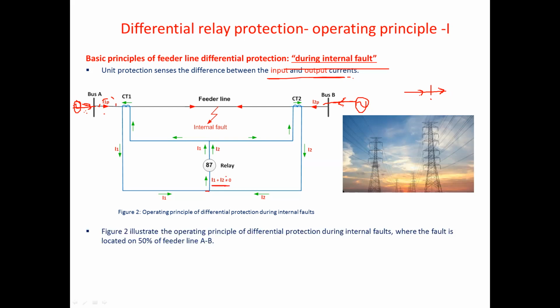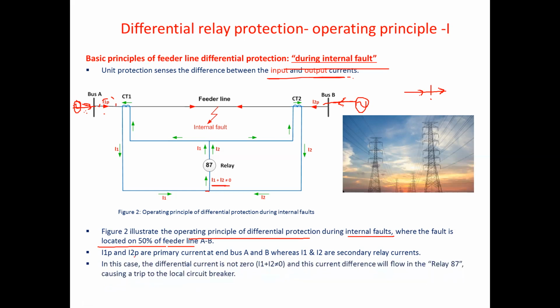So if we look at this slide, the operating principle of differential protection during an internal fault, where the fault is located at 50% of the line. I1P and I2P mean the primary currents at bus A and bus B, whereas I1 and I2 are the secondary relay currents. In this case, the differential current is not zero, meaning that the summation of these currents is not zero. That means there is I differential.